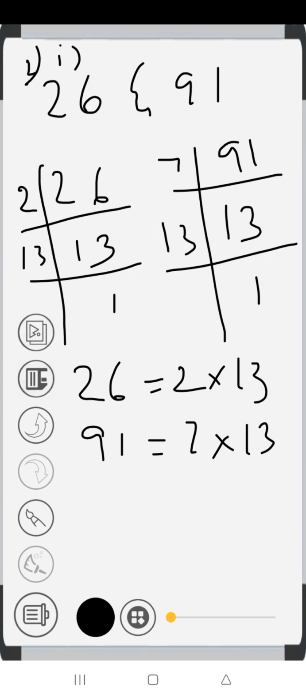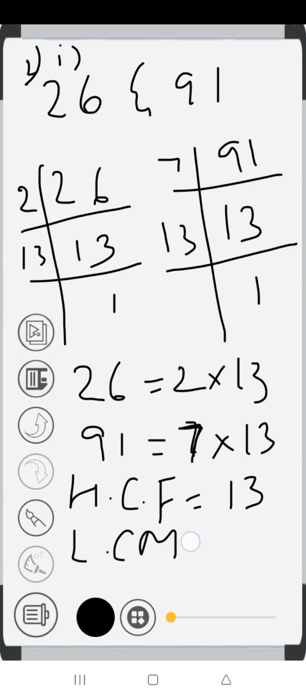Now the actual question is, we have to find the LCM and HCF. Here we can see very well that the HCF is 13 and the LCM would be 2 into 7 into 13, and we know that 2 sevens are 14. 14 into 13 we get as 182. Moving on to the next part of this question.